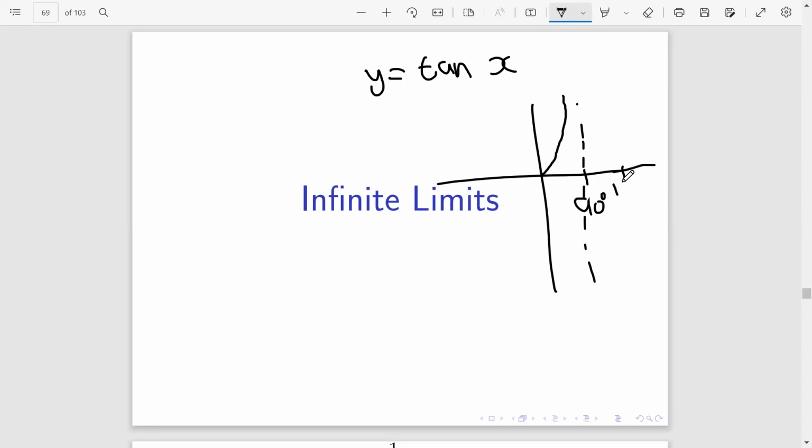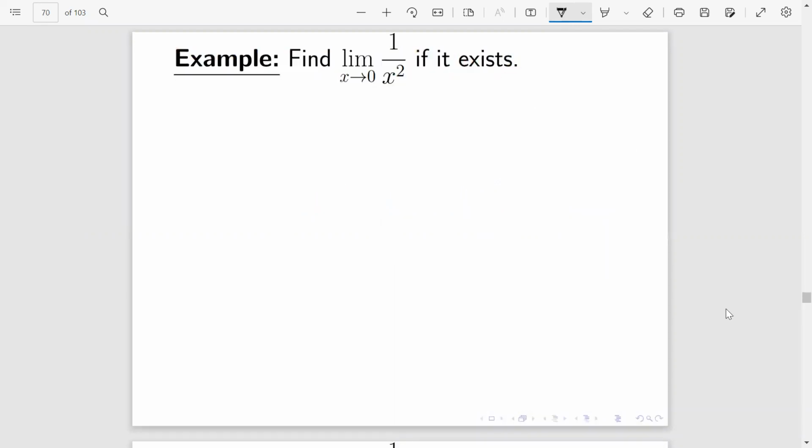And here at 1, then we have 180. Then we're going to have 270. So we know that at 270, the function is not defined as well. So we know that here the function will be looking something like this. So basically, when we talk about infinite limits, as you can see, the function goes to infinity as x approaches 90 degrees. That's the whole idea when we talk about infinite limits.